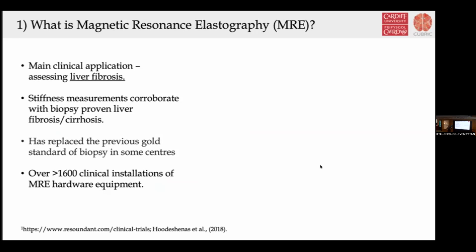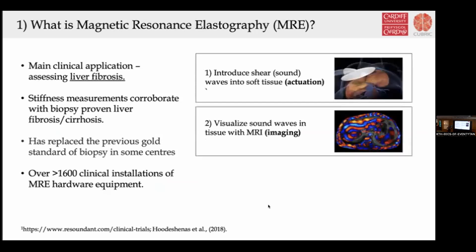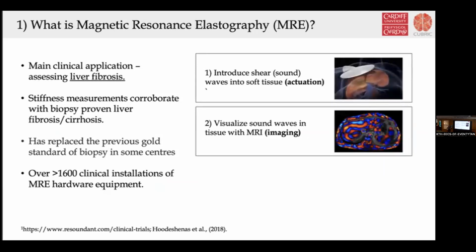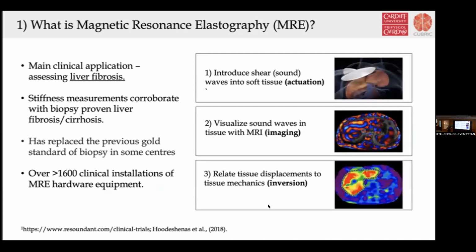So very briefly, this is how MRE is performed in the liver. Hopefully it'll just give some context. A mechanical actuator is used to introduce shear or sound waves into the body. In the second step, the sound waves that pass through the tissue are visualized with an MRI sequence. And finally, the displacement images are converted to mechanical properties using an inversion algorithm, which is a mathematical reconstruction, to quantify mechanical properties, including stiffness and viscosity.